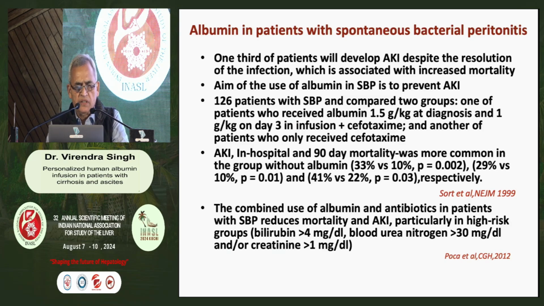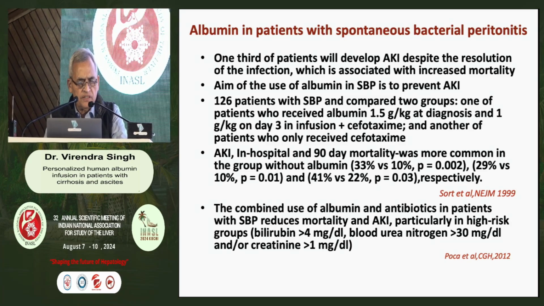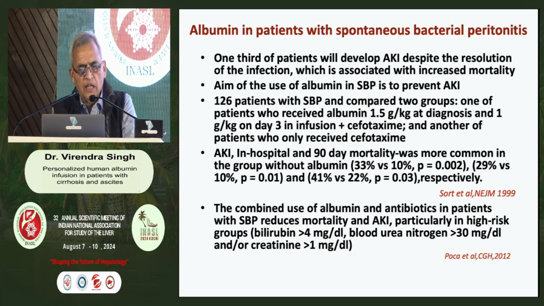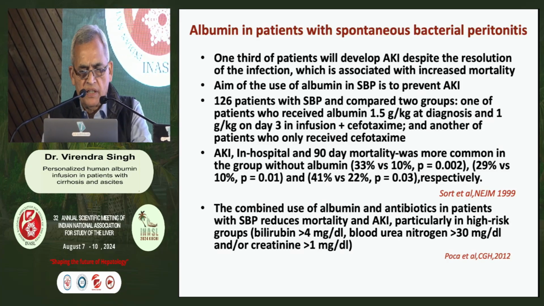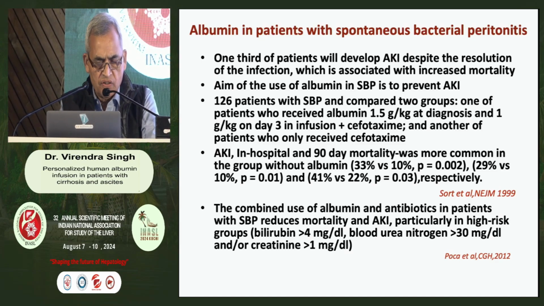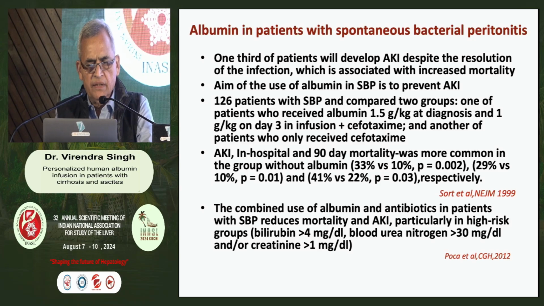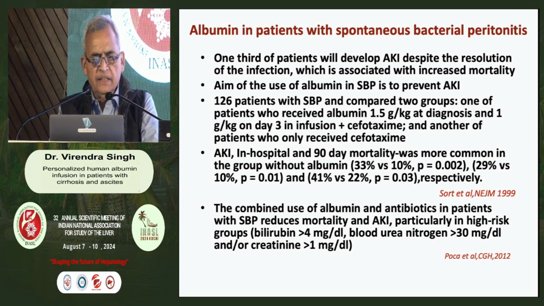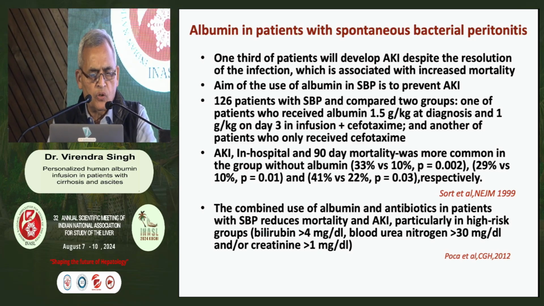Once the SBP develops, 1/3 of patients will develop AKI despite the resolution of infection, which is associated with the increased mortality. And the aim of the use of albumin in SBP is to prevent AKI. In this study of 126 patients, they gave the albumin in the doses of 1.5 gram per kg first day and then 1 gram per kg on day 3 and along with the cefotaxime. And another group they gave only cefotaxime. And the AKI in hospital and the 90-day mortality was more common in the group without albumin.